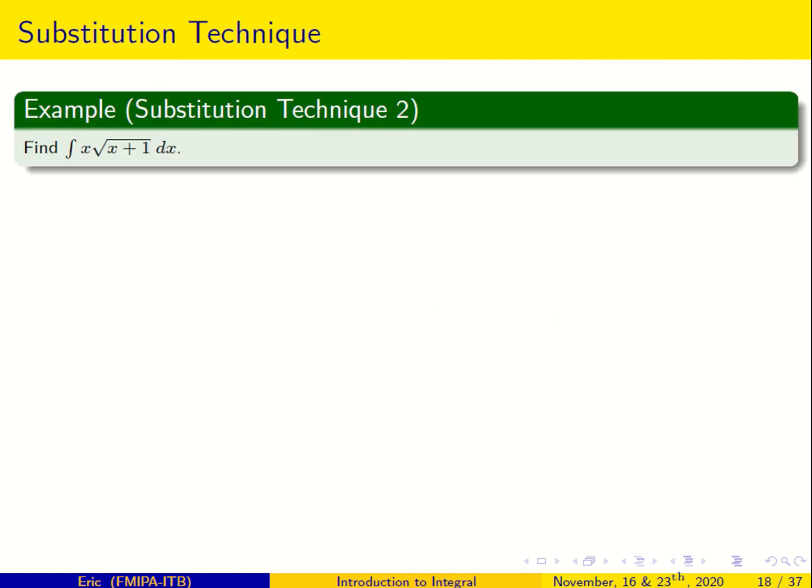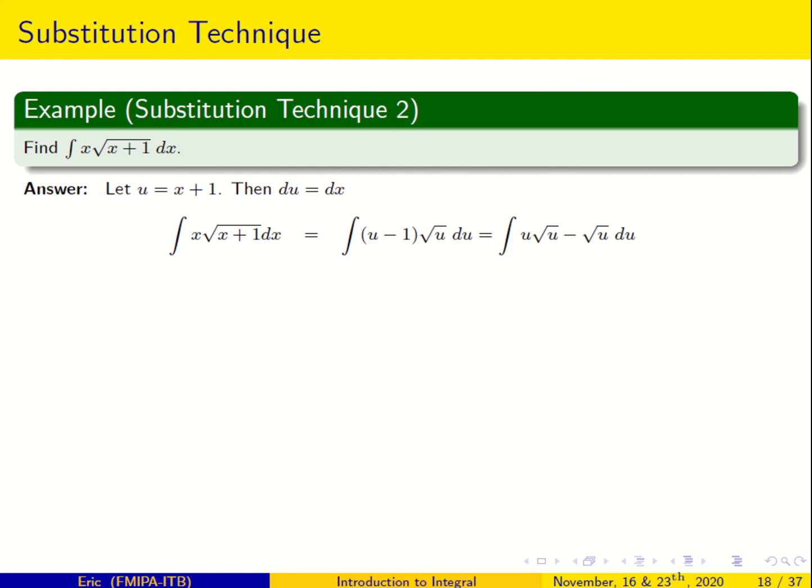So let's look at the second example here. What do you think u should be? Because we don't have this kind of form in the table of integrals. So let's look. Let u equal x plus 1. So du dx is 1, so du equals dx. If u is x plus 1, this will become the square root of u. What is x? X is u minus 1. So you have u minus 1 times the square root of u.